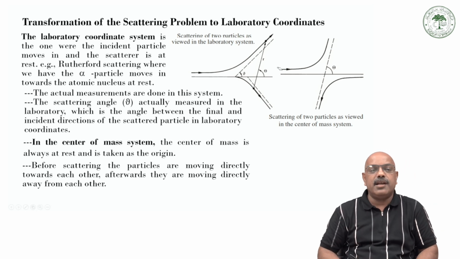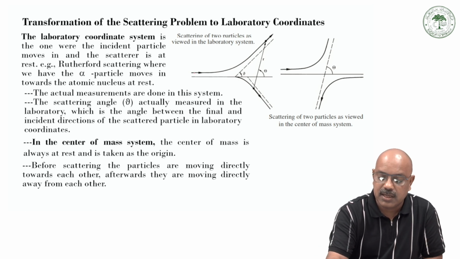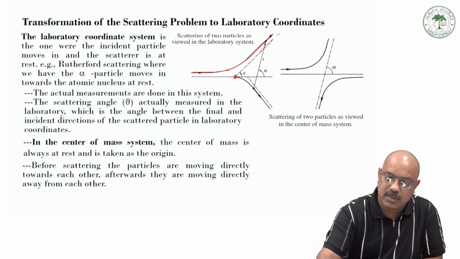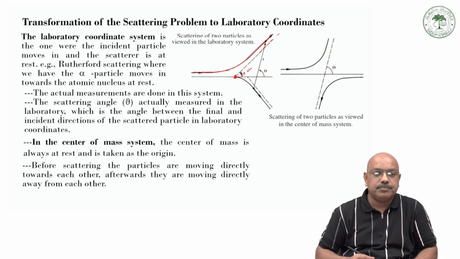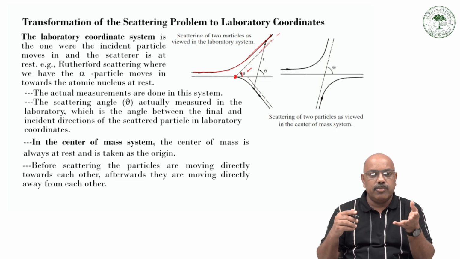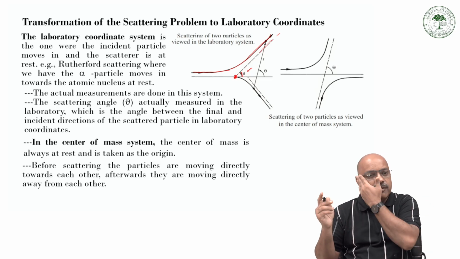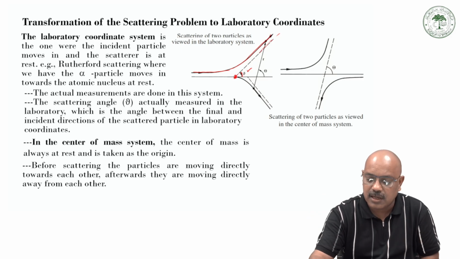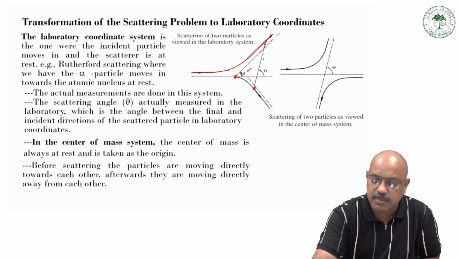The particle is coming and is scattered from the center of force, and if you draw an asymptote and see where it cuts, this is your scattering angle. The scattering angle actually measured in the laboratory is the angle between the initial incident direction and the final direction of the scattered particle in the laboratory coordinate system. So if I see, you have one particle here and then another particle here.